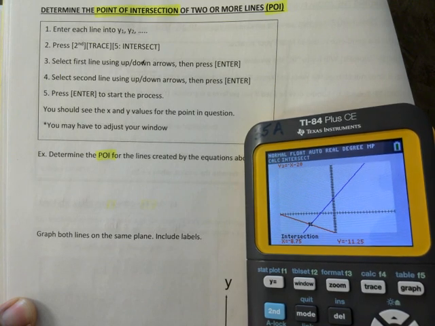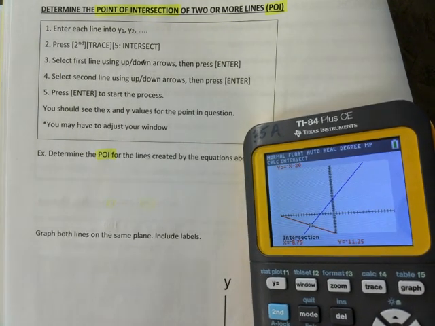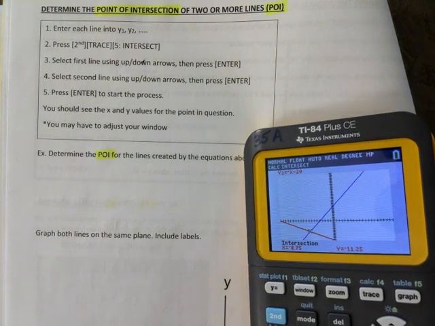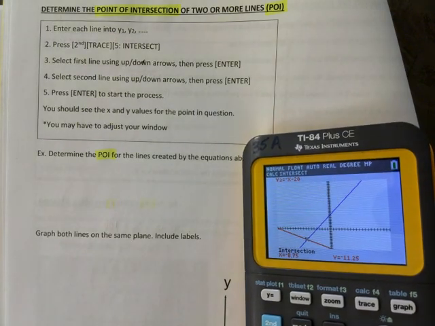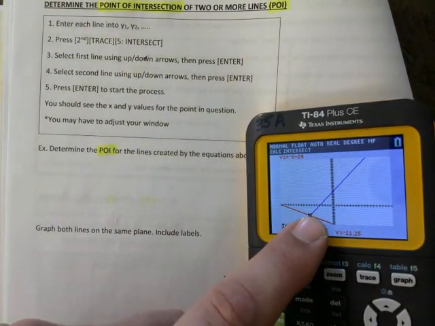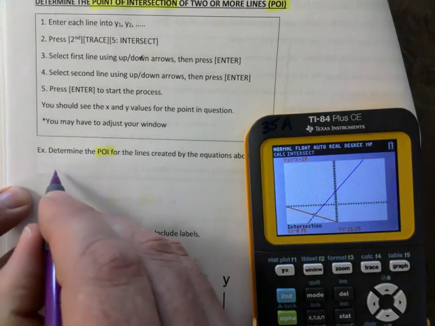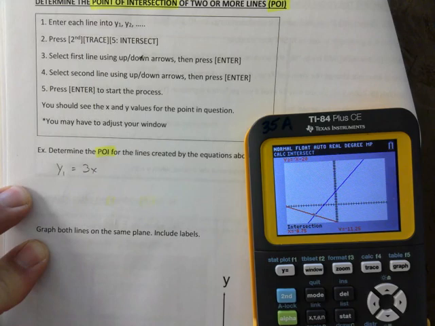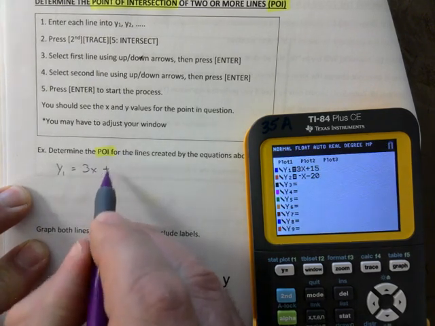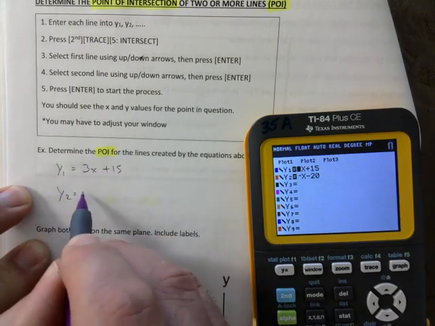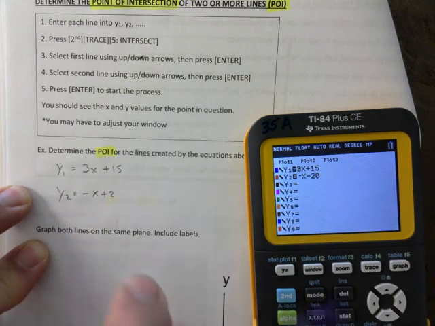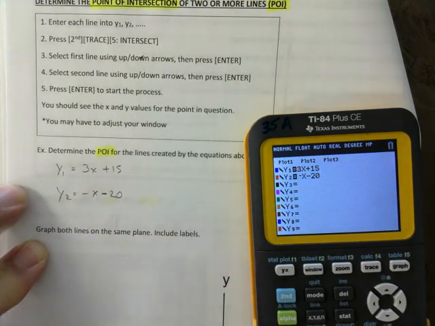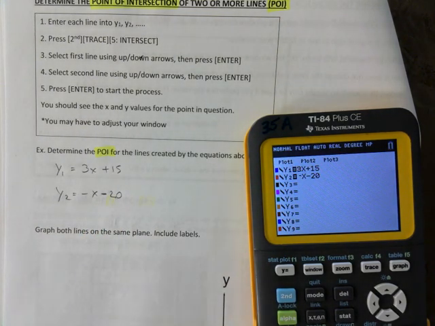-8.75, -11.25. Can I just say something? Look at where it is on the screen. Both should be negative. Sometimes students write down, they miss the sign. They should both be negative, right? So here we go. So I go y1 is equal to 3x plus 15. Y2 is -x plus 20. Oh, minus 20. Get those signs right, guys. I make that mistake too, right? So just make sure you take your time.